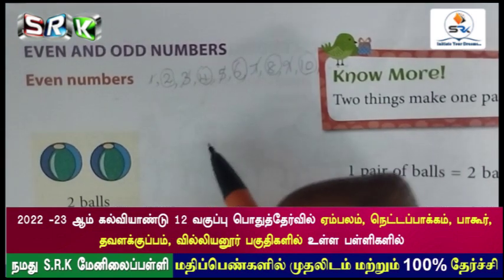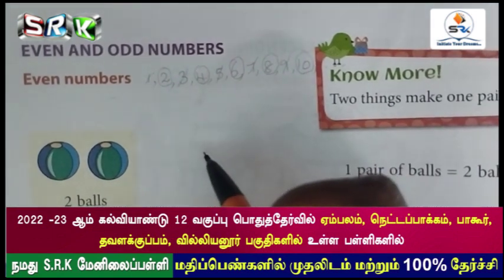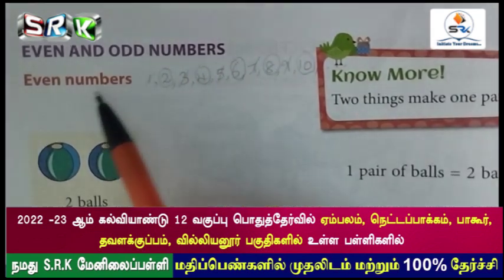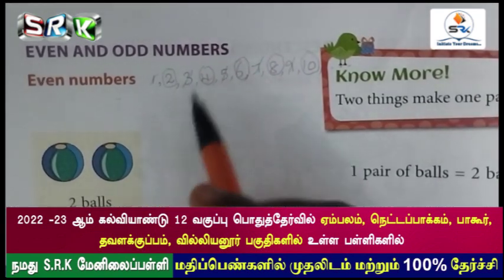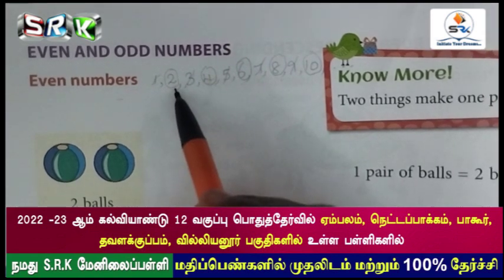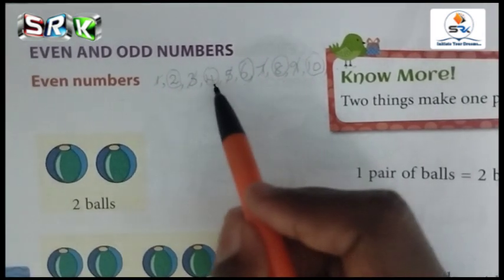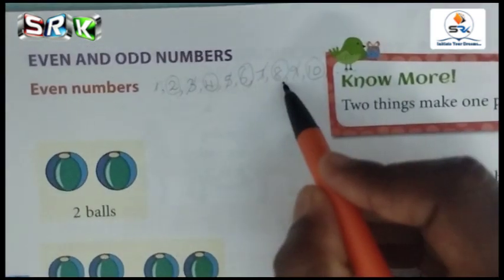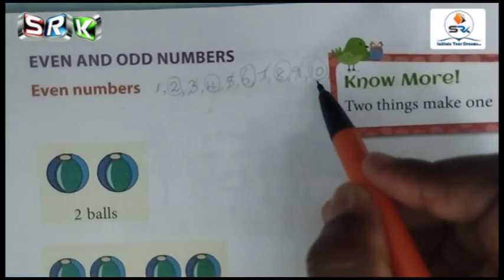So idu paatha ona enna theriyudhu ungalku? Very good. Enna the two tables, two table which is also called as even numbers. Two table la first one enna varum? 1 2s are 2, 2 2s are 4, 2 3s are 6, 2 4s are 8, 2 5s are 10.